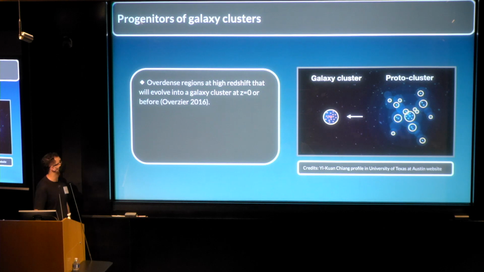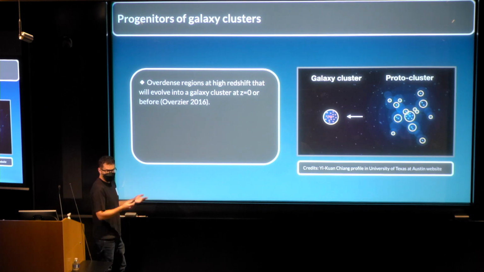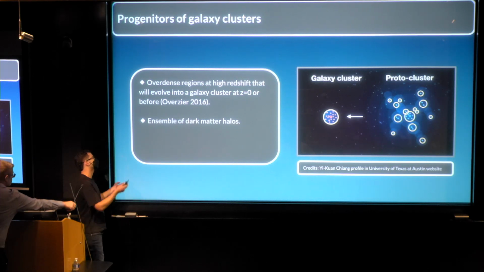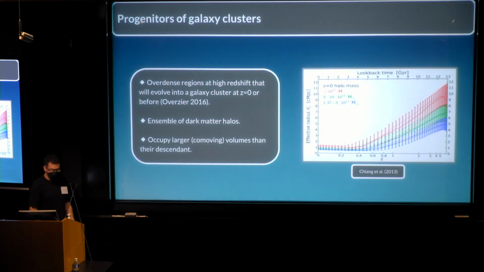Okay, so let's start talking about protoclusters. Those are defined as overdense regions at higher redshift that will evolve eventually into a galaxy cluster at redshift 0. In that cartoon, we have an illustration of what protoclusters are. Basically, they are an ensemble of dark matter halos that will, as I said, evolve into a galaxy cluster at redshift 0. Compared to clusters, they occupy very large comoving areas in the sky.